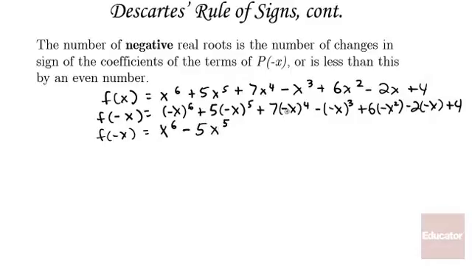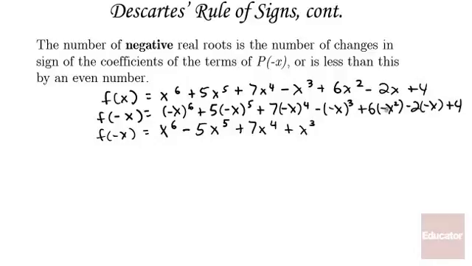Here I have a negative coefficient to an even power. It's going to become positive. So this is really 7x to the 4th. Here I have a negative coefficient to an odd power, so it will remain negative. So this is negative x cubed, but it's times a negative. So negative x cubed times negative 1. This becomes plus x cubed.